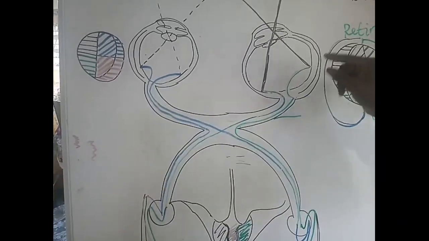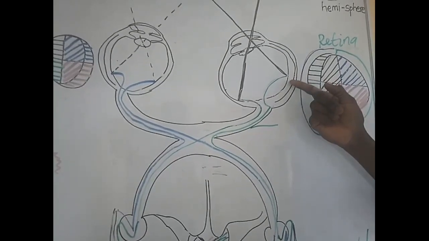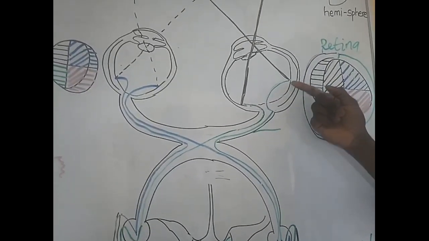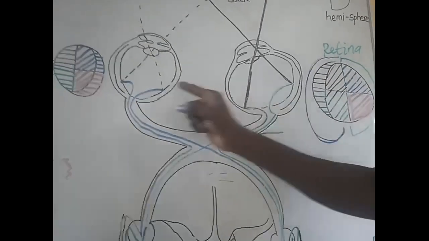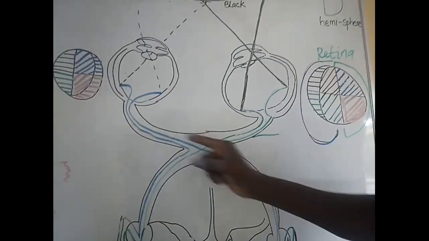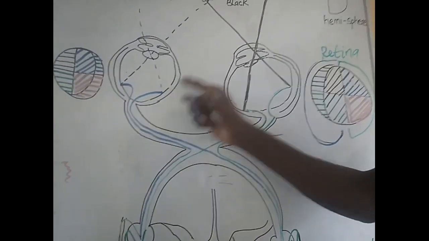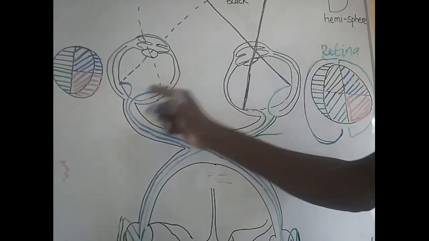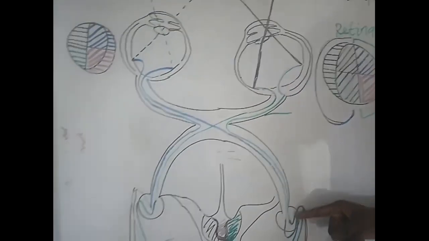So the optic tract of the right side is formed by nerves that arise from the temporal part of the right eyeball. Okay, the retina, the temporal part of the right eyeball, and then nerves that are coming from the nasal side of the retina of the left eyeball, coming together to form the tract, and then move on to what we call lateral geniculate body.